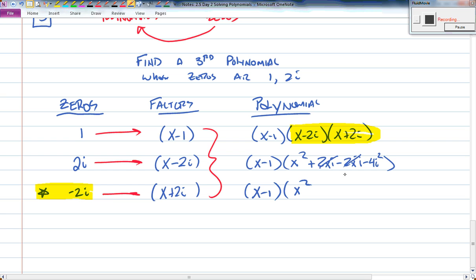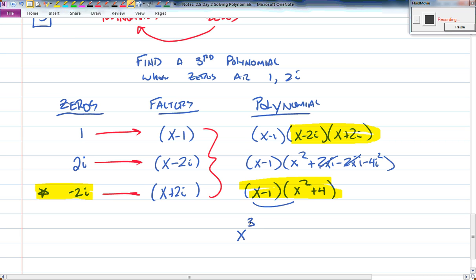Let's see here. This and this go away, right? What's a negative 4 times i squared? Positive 4. Very good. Now all you do is multiply these together. Isn't this beautiful? That's so cool, right? All right, so what's x times x squared?